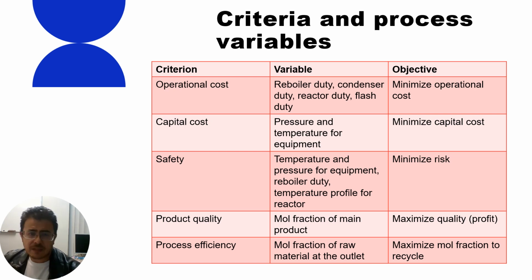In the safety, the temperature and pressure of the equipment, the boiler duty, or the temperature profile for the reactor in order to avoid the hotspot, to minimize the risk. The product quality could be related with the mole fraction of the main product, to maximize the quality of the product or to maximize the profit. And the process efficiency could be related with the mole fraction of the raw material in the outlet stream in order to recycle and to increase the global conversion of the system.